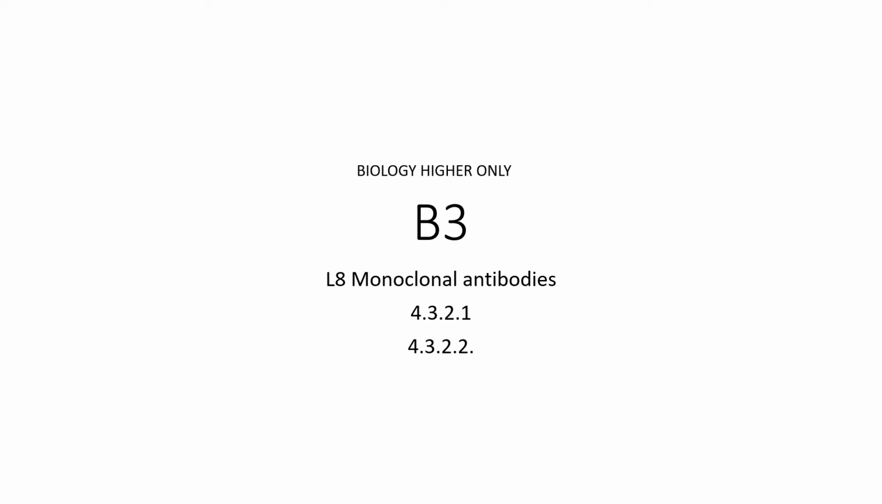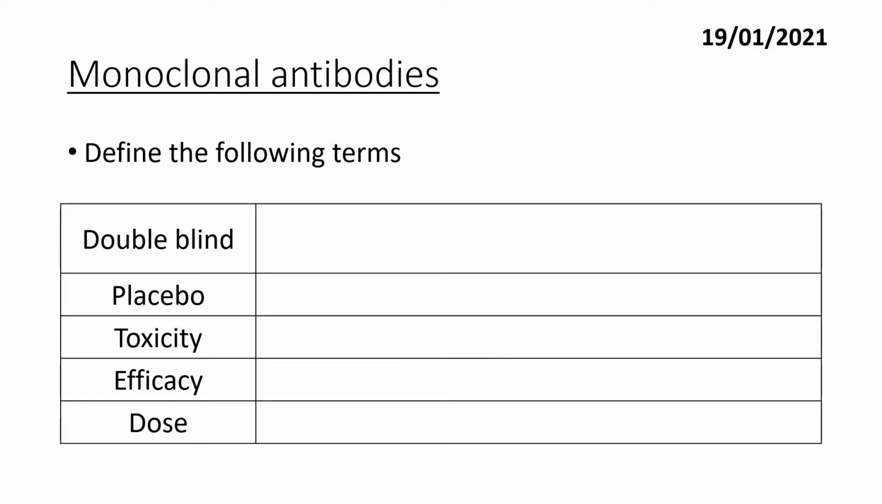This is a GCSE Biology presentation on monoclonal antibodies. To get started, in our previous presentation we looked at drug trials. There are 5 terminologies that you need to be able to define. Pause the presentation, work out your definitions, and when you're ready you can restart the presentation and check your answers. Pause the presentation now.